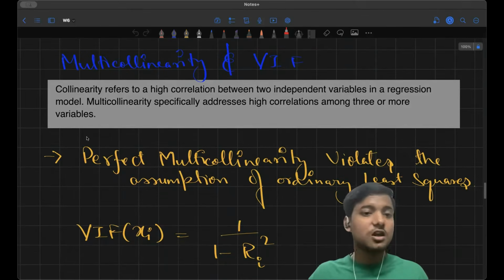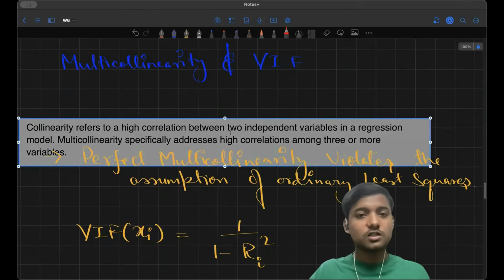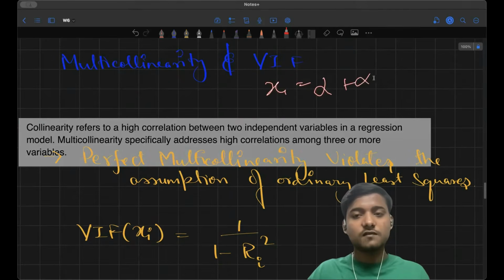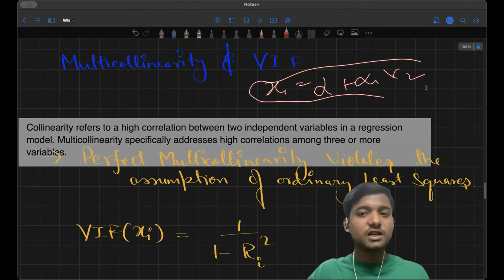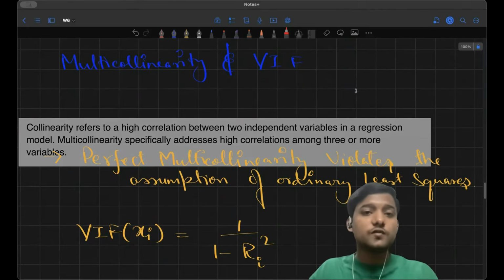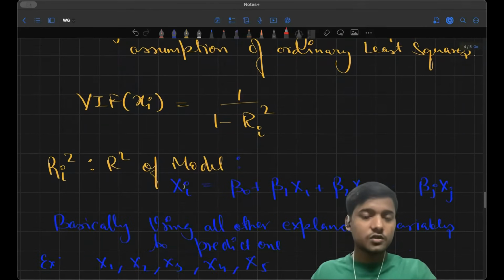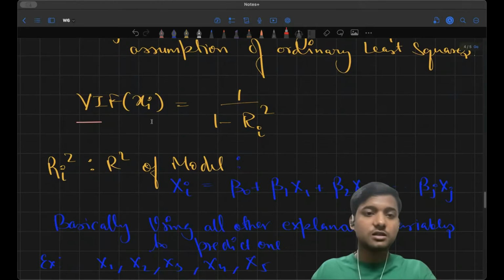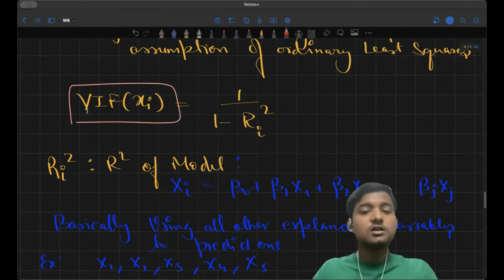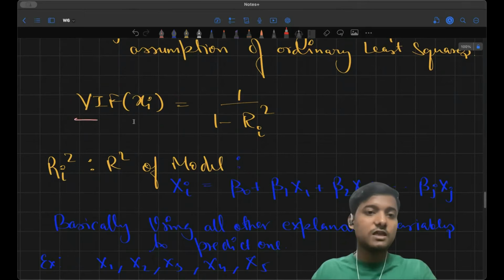And remember this thing, perfect collinearity violates the assumption of ordinary least squares. Therefore, if you have a model where there is perfect collinearity, that means x1 equals alpha plus alpha 1 x2. So you can predict x1 using x2. Therefore, you would never want this situation. Perfect collinearity is never accepted, right? And how do we measure collinearity? We can measure collinearity using this metric, which is known as variation inflation factor, VIF.